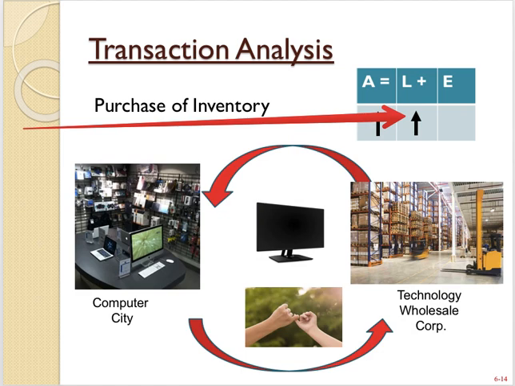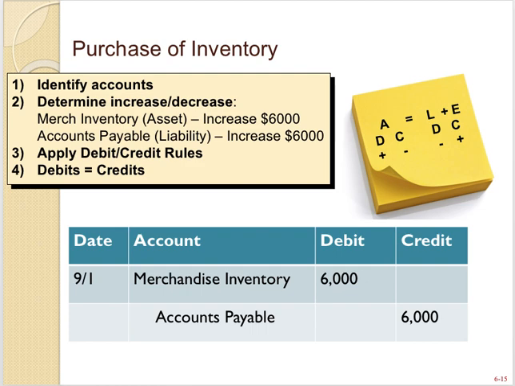When we go to do our journal entry, we're going to go through the 4 steps. One is identify the accounts. The accounts are merchandise inventory and accounts payable. We're going to determine the increase or decrease. Merchandise inventory is increasing because we're acquiring the inventory, and also our debt, accounts payable, is increasing.